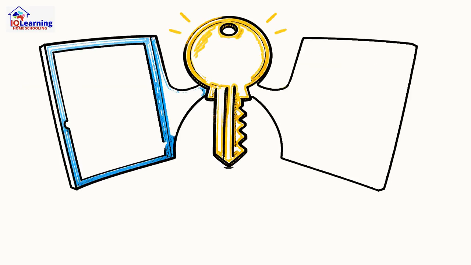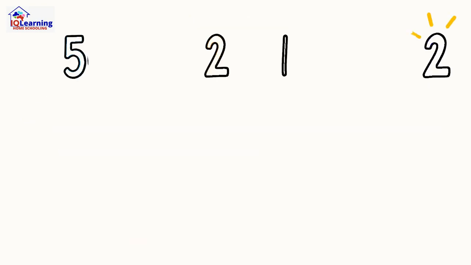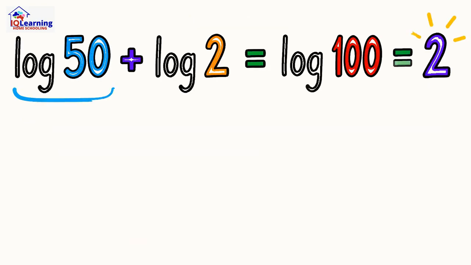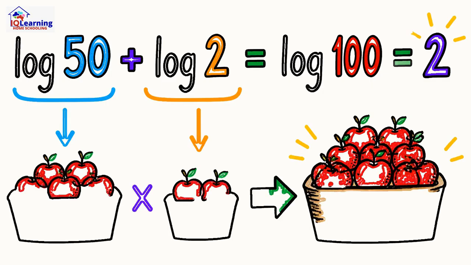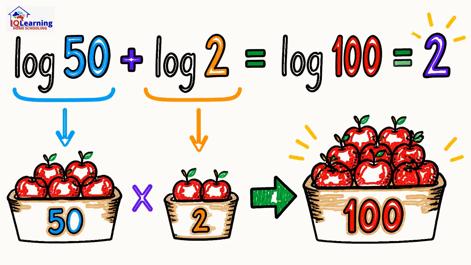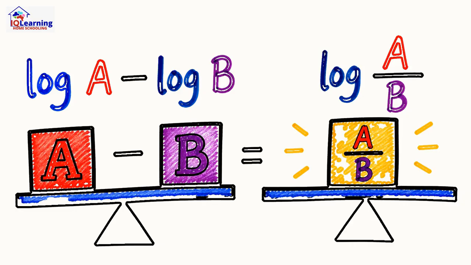But their real strength comes from the 3 log laws. Think of them as shortcuts. The product law says that adding 2 logs is the same as multiplying their original numbers. So log of 50 plus log of 2 becomes log of 100, which is just 2. The quotient law says subtracting logs is like dividing.